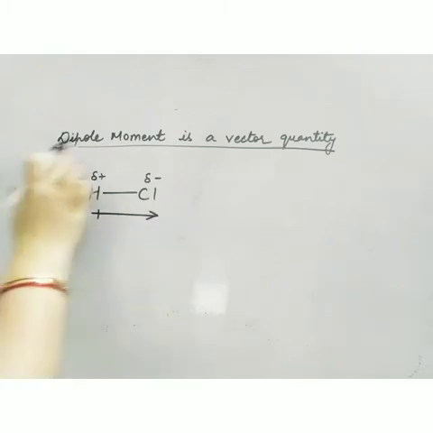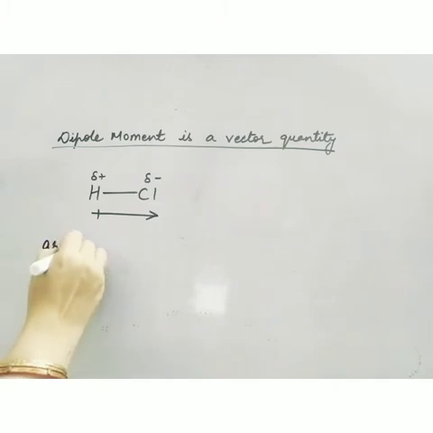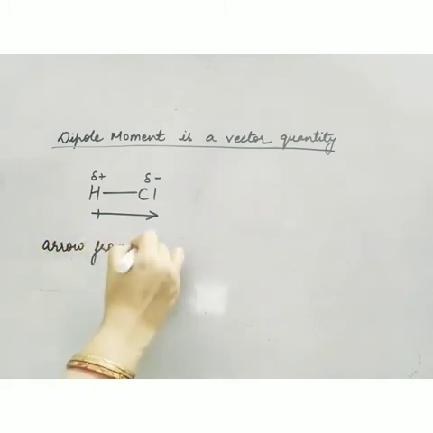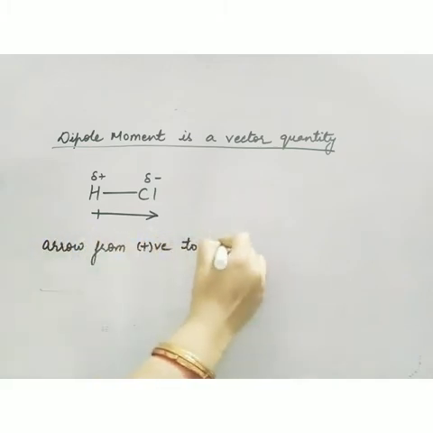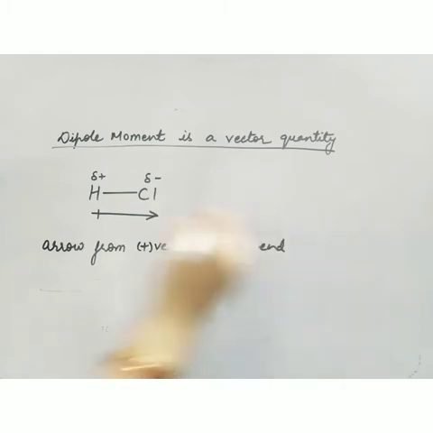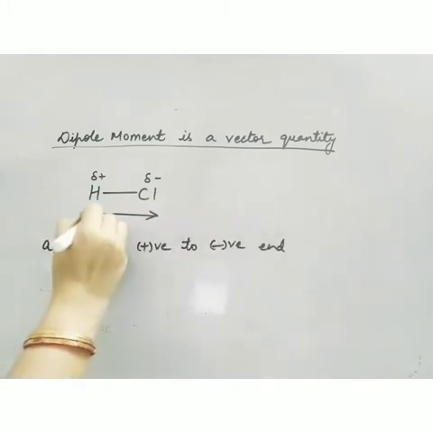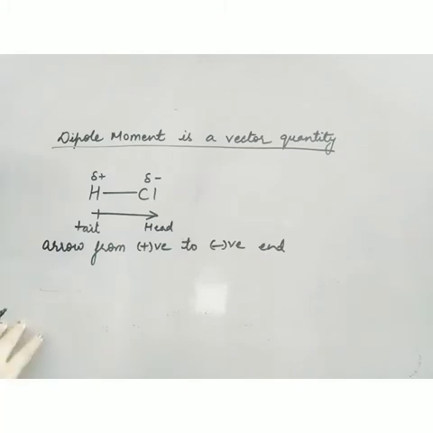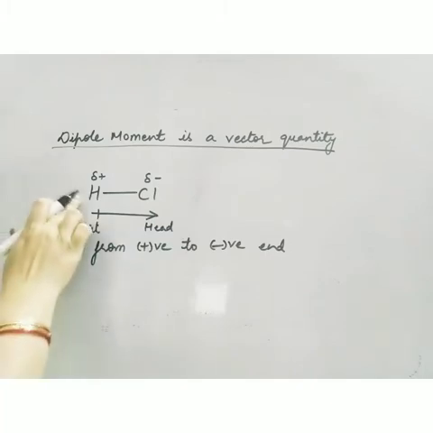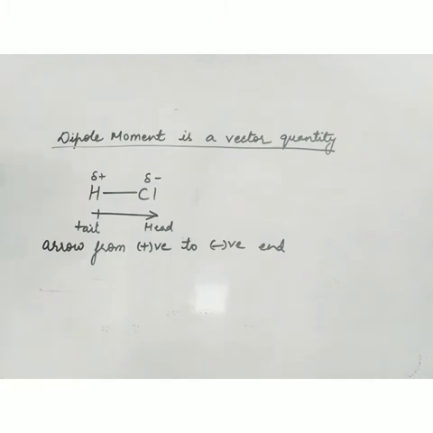So dipole moment is a vector quantity. It is represented by an arrow from the positive to the negative end. This is the tail part and this is the head part. The tail of the arrow is towards the positive end and the head is towards the negative end of the molecule. So this is a way to represent the dipole moment on paper. Magnitude we can calculate by using the formula, and direction we can also show on paper.